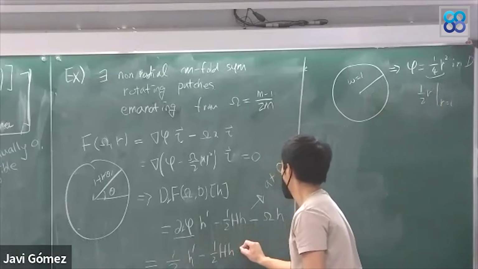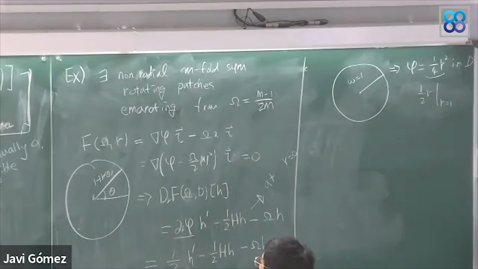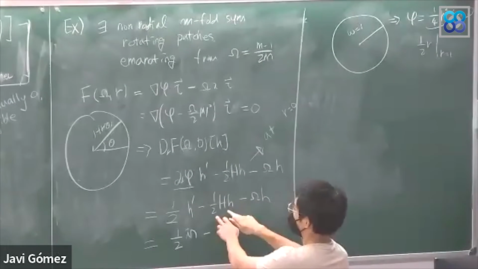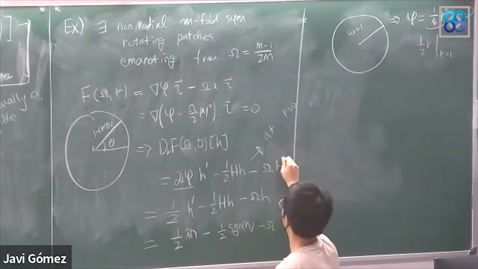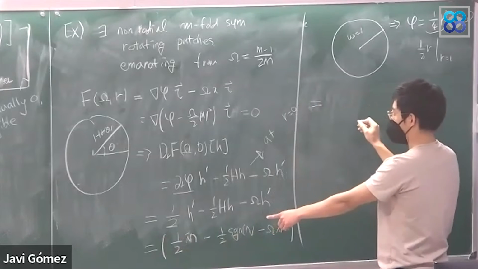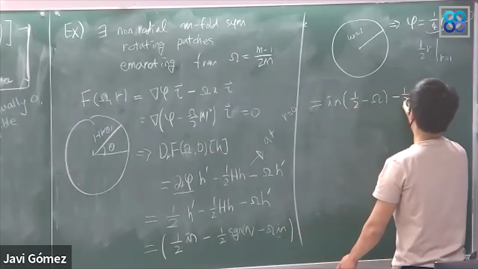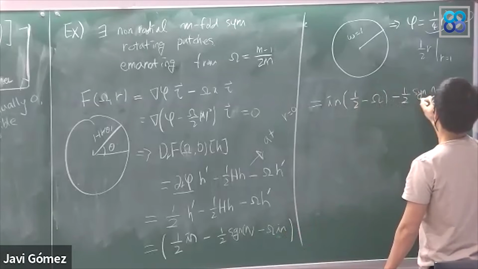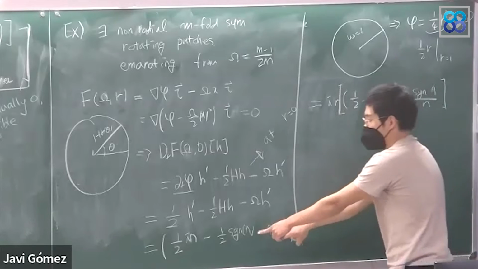Then the 1/2 Hilbert transform, this one. And on the Fourier side, this is 1/2 times i n, minus 1/2 times the sign of the frequency, minus omega, times pi, I missed pi here, pi omega i n, which gives you i n times 1/2 minus omega minus 1/2 over n, something like this. Yes, that's the Fourier multiplier of this linearized operator.